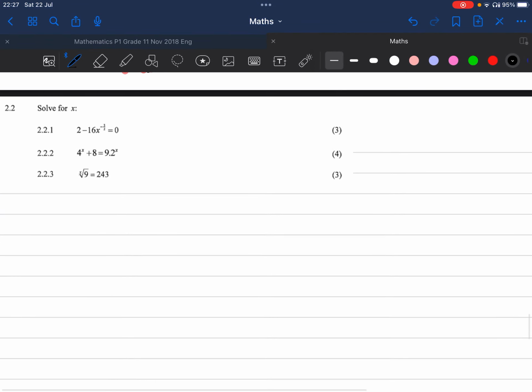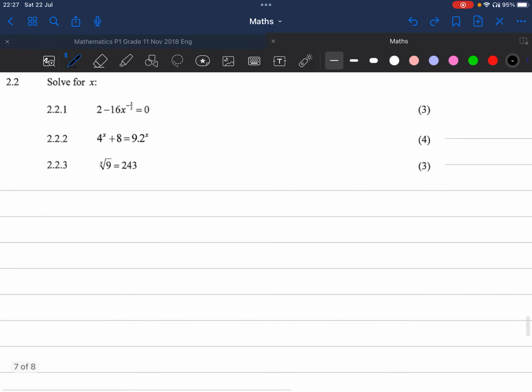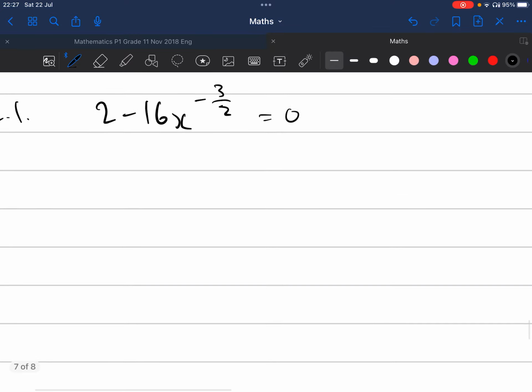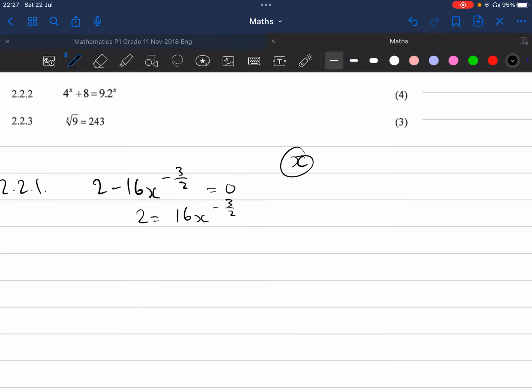Okay, let's now look at question 2.2. So our goal here in each of these is to solve for x. Okay, so 2.2.1, we have 2 minus 16x to the power 3 over 2 equals 0. So let's start by putting these each on their own sides. So I put 2 equals 16x to the power minus 3 over 2. And remember our goal here is to try and isolate x.